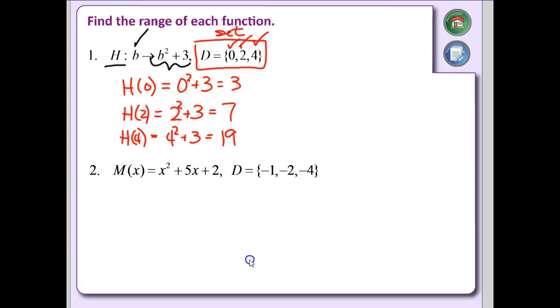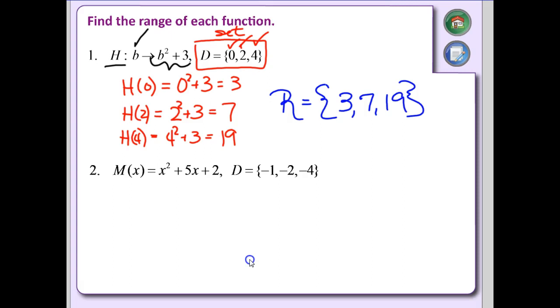Now, if I give you the answer in a set, my range has to be in a set, so you would say 3, 7, and 19. So that is my answer. Okay? Now, let's look at number 2.